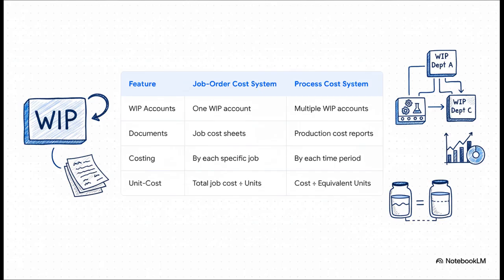First, work in process inventory. In a job order system, you have one account, but in a process system, you'll have multiple WIP accounts, one for each department or process. So you might have a WIP mixing account, then a WIP baking account, and a WIP packaging account. See the difference? And look at the documents. Job cost sheets are out, production cost reports are in. Costs are determined for a whole period, like a month, not for a single job.